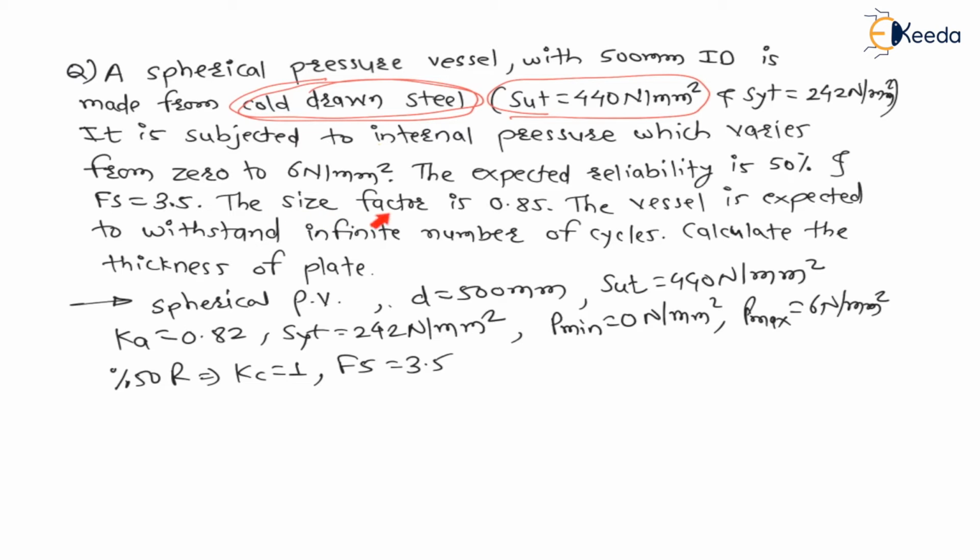Now the size factor is 0.85. They have directly given you the size factor, that is Kb equal to 0.85. The next statement is that the vessel is expected to withstand an infinite number of cycles, which means we have to design for infinite life. We can use the Goodman line, Gerber parabola or Soderberg line. Let us say I will use the Goodman line for the design.